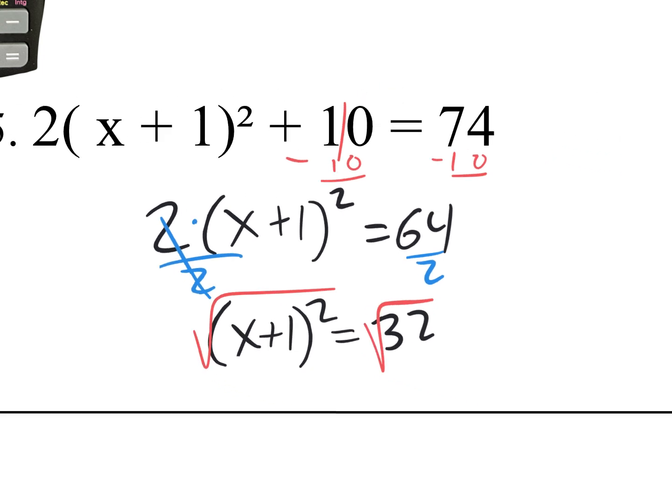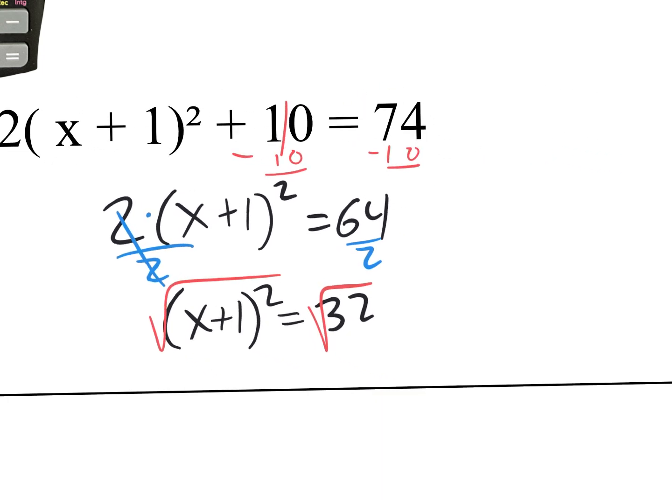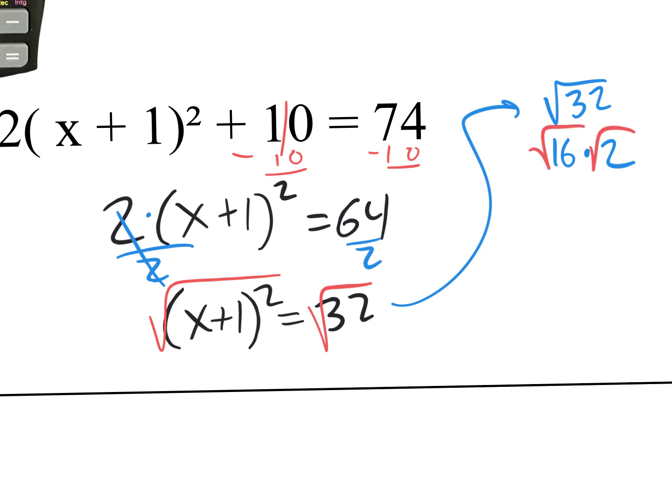Now, the square root of 32. 32 is not a perfect square number, so you're going to have to type it in the calculator, or do it on the side right here the way I am. You could rewrite it with multiplication to get a perfect square number. That would be 16 times 2. That way, when you split the root, you can do the square root of 16, which is 4, and the square root of 2 just comes down. So I'm going to replace the square root of 32 with 4 square root of 2.